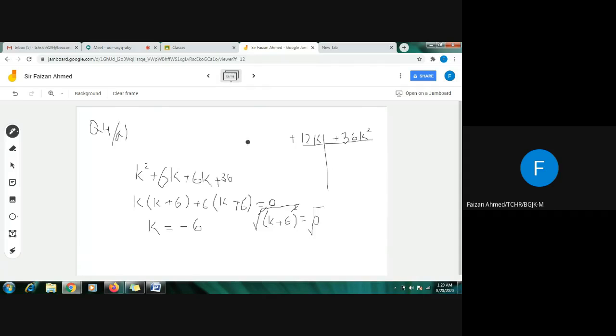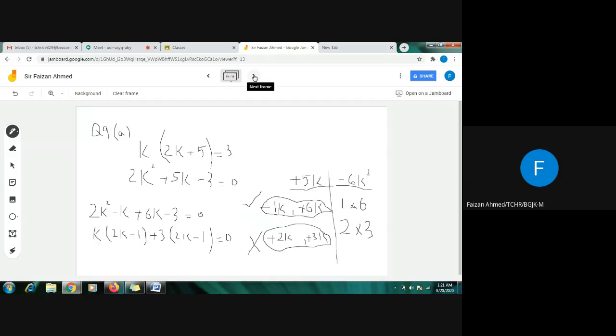and your answer will be k is equal to minus 6. The last question is question number 9 part A, in which there is a little bit of a trick. You have to apply the middle term method because this is 3. You can't apply the zero property. The zero property applies only when there is a 0 on the other side.